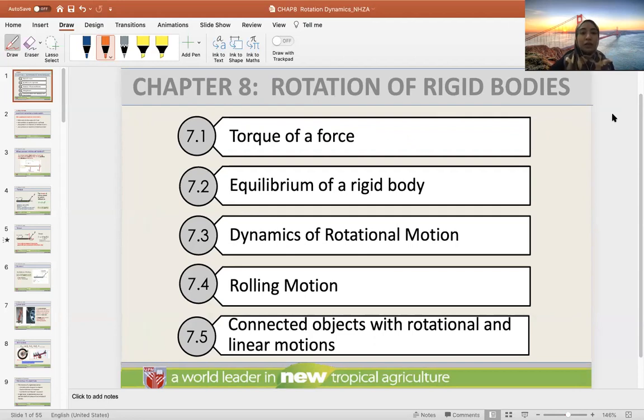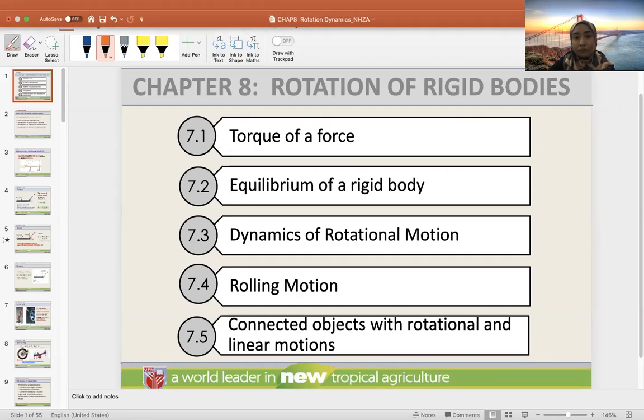Okay. So we are doing chapter 8, rotation of rigid bodies. So last time... Doktor record ke? Belum. Kejap. Yes, I'm recording. Thank you.